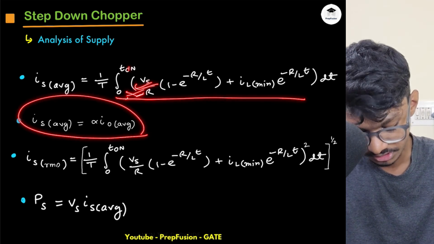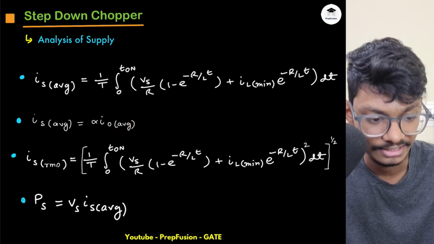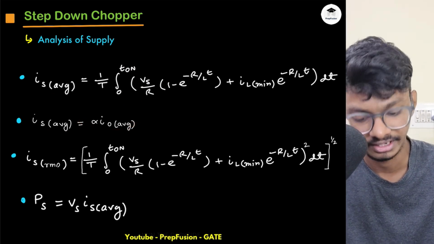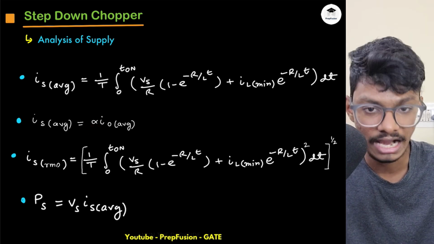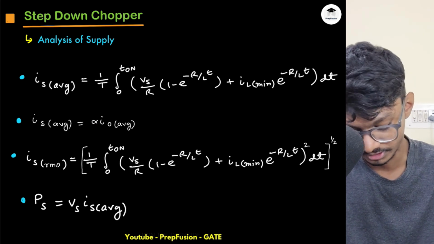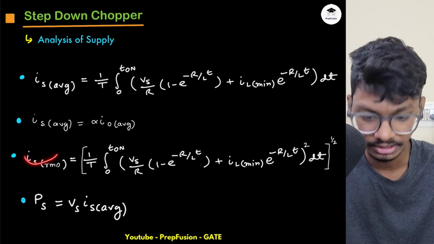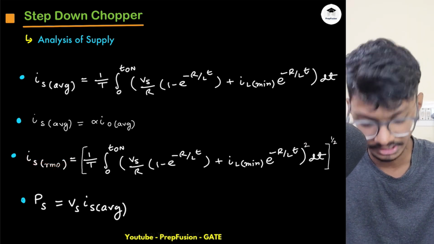I will just do this. IS average I will find out with the help of IO average, because IO average is very easy to find out with respect to VO average by R, right? So IS average will be alpha into IO average, because it is only present for T on time. And IS RMS, again the same, you will square and then take the under root, which is very difficult, and this won't come. Don't worry, this won't come in the examination hall.